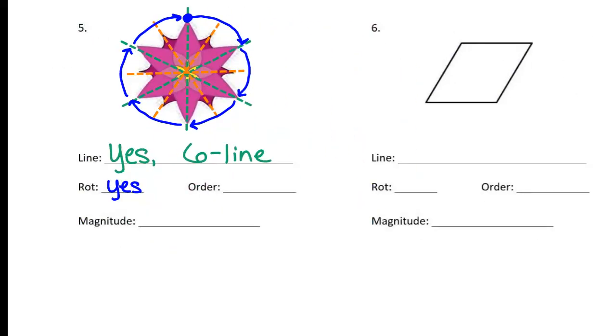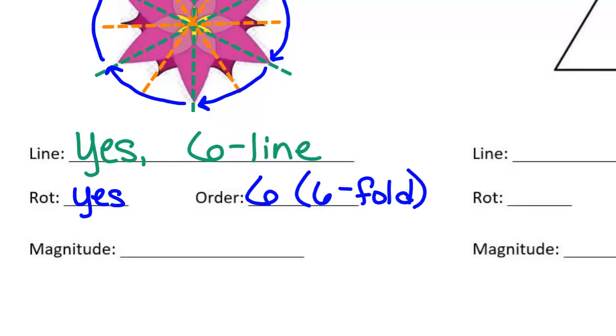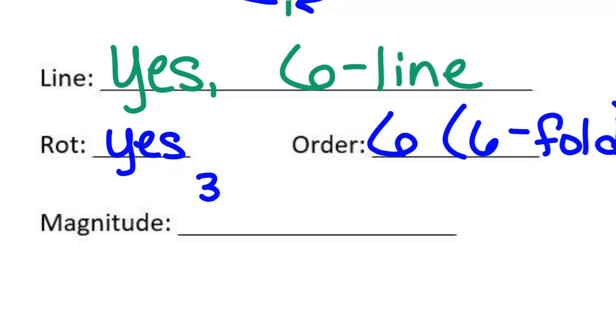How many times as I spin it can I stop and it matches before we get back to the beginning? 6. So we have order 6 or 6-fold. So my magnitude, 360 divided by 6, would give me what? 60.